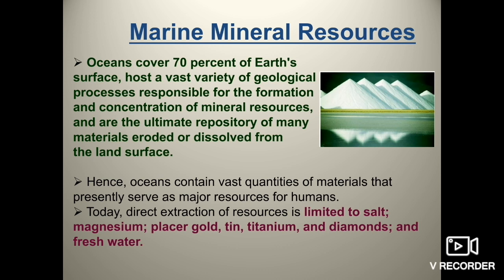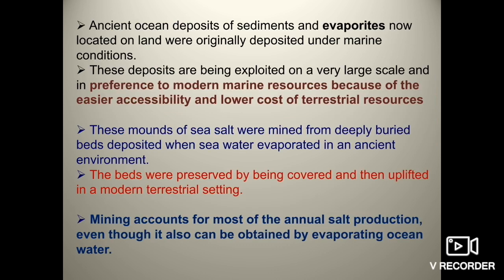Obviously fresh water is there, but if you talk about precious metals, that is gold, and other material like tin, titanium, and diamond also. And salt, we are aware that salt is deposited in the oceans. The magnesium as well, and placer gold as well, as we have discussed. In ancient times, the ocean deposits of sediments and evaporites are now located on the land. They were originally deposited under marine conditions.